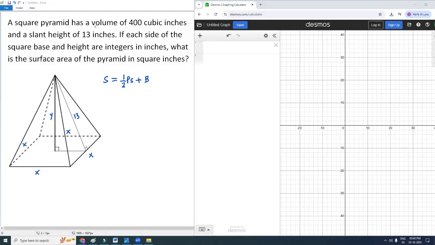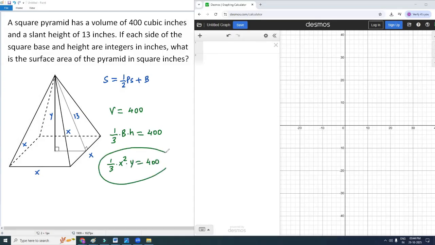Let me consider the volume of the pyramid given here. That is V equals 400. And we have a formula to get the volume of a pyramid: 1 over 3 times base area times height equals 400. Now to get the area of the base, we use the formula for the area of a square, side times side, x times x, that is x squared. So 1 over 3 times x squared, the base area, times the height y equals 400. Here I got an equation in terms of the two variables x and y.